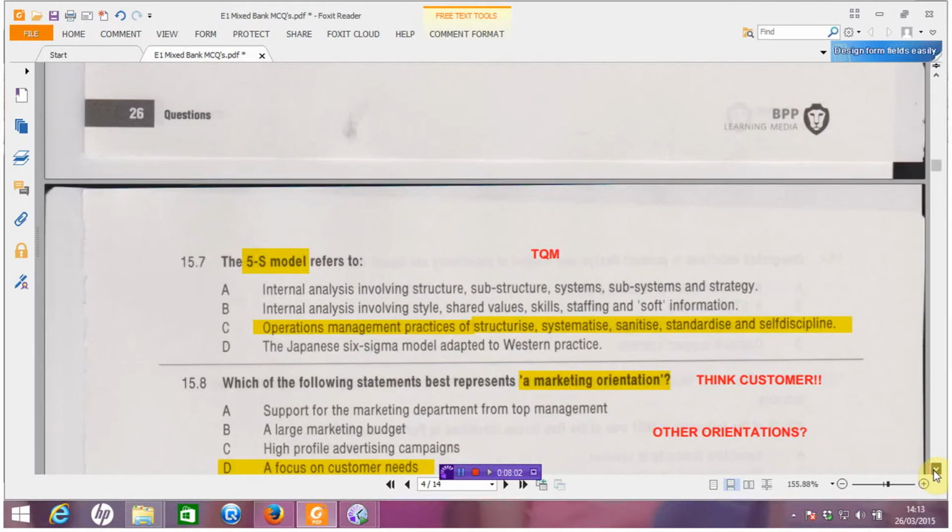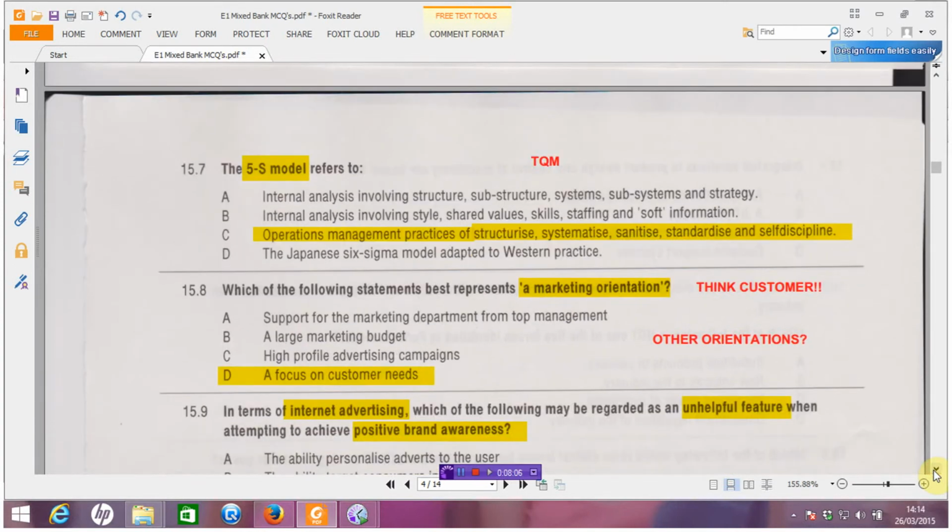Okay. Moving on to 15.8, sort of old favorite here with the examiner, this idea of a marketing orientation. And we should really remember that this marketing orientation is sort of the preferred route within our E1 syllabus. They're looking for us to suggest that really the only way forward is a marketing orientation whereby we're thinking about the customer. And what does the customer want? Well, the customer has a number of needs. We've got to think about those. That's what they want. You've got to give them what they want. So the answer here in this case is certainly a focus on what the customer needs.